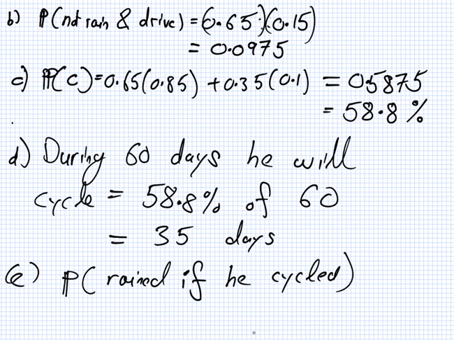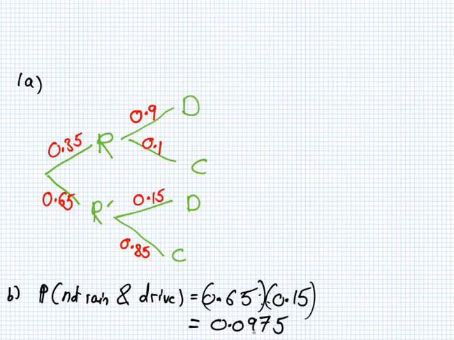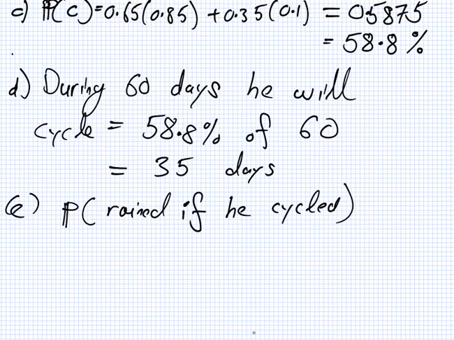What's the probability that he cycles? Oh, sorry, my mistake. What is the probability that it rained if he cycled?